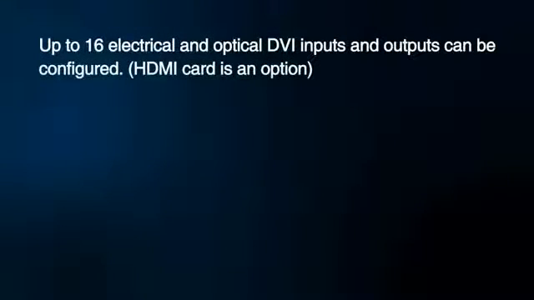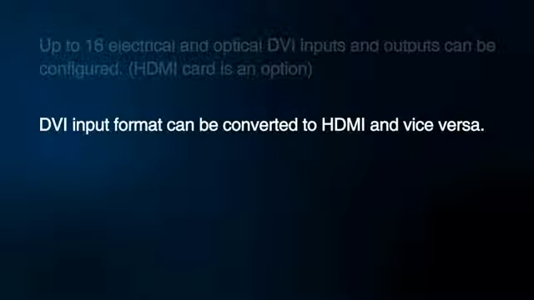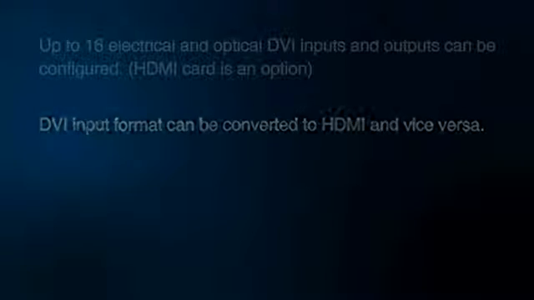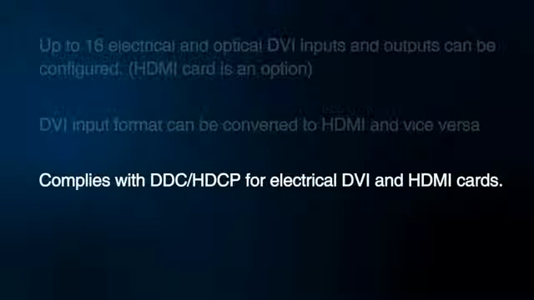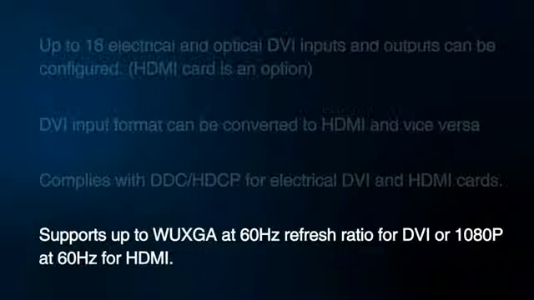Up to 16 electrical and optical DVI inputs and outputs can be configured. HDMI card is an option. DVI input format can be converted to HDMI and vice versa. Complies with DDC, HDCP for electrical DVI and HDMI cards. Supports up to WXGA at 60 Hz refresh rate for DVI or 1080p at 60 Hz for HDMI.